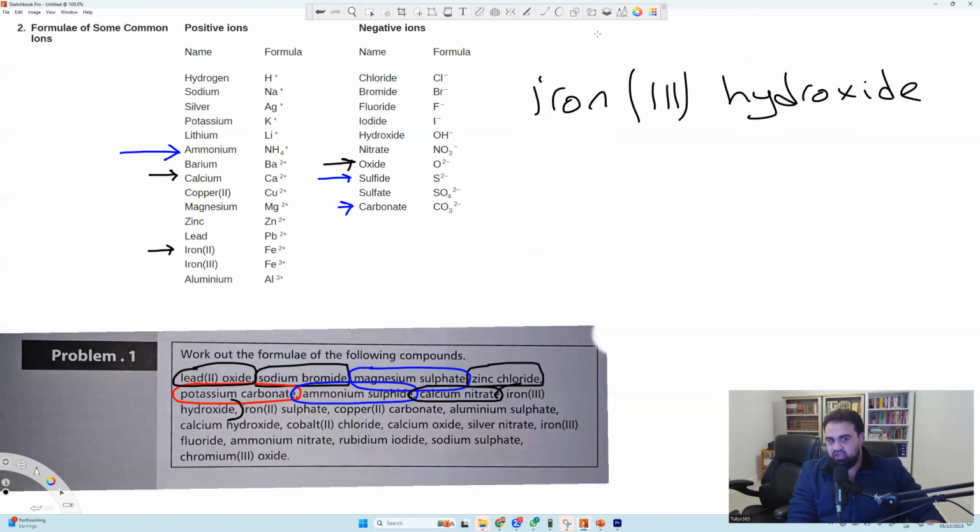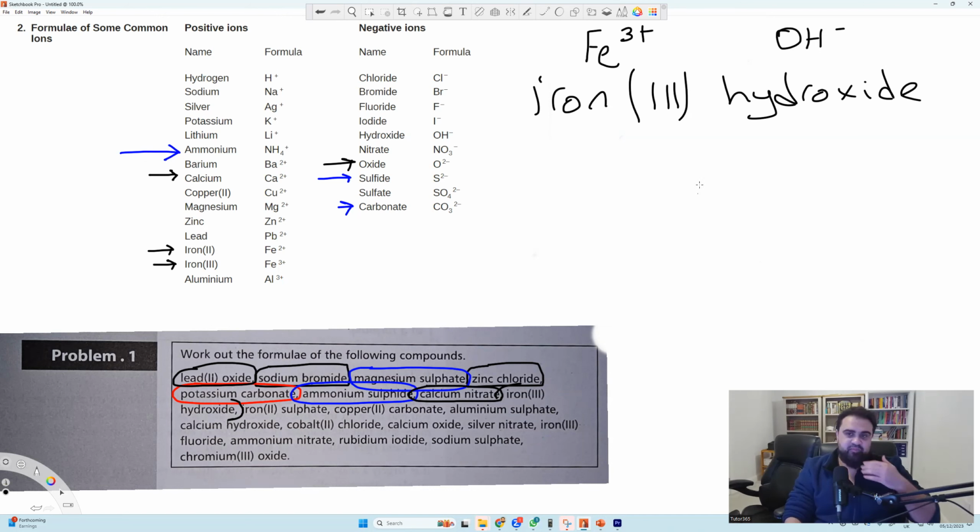So iron makes a what charge here? Iron makes a 3+ charge. Well done, because of those 3 lines there, it's Roman numerals for 3. So it makes a 3+ charge. What does hydroxide make? It makes a -1 charge. OH minus.